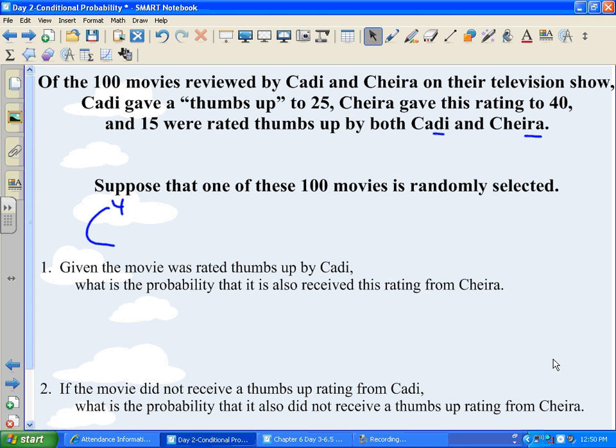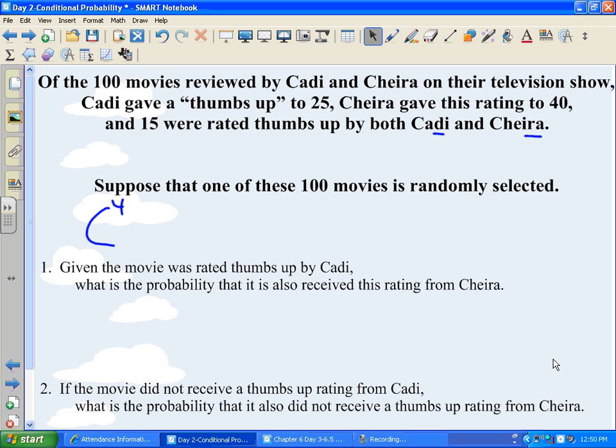How many movies did they both not like? Those on the outside. How many movies did they watch? How many movies did they both not like? 50. It should match with your data.